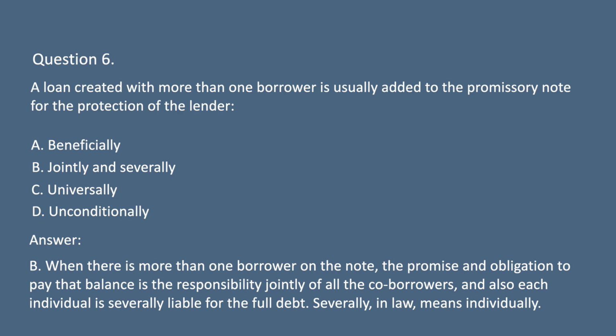When there is more than one borrower on the note, the promise and obligation to pay that balance is the responsibility jointly of all the co-borrowers, and also each individual is severally liable for the full debt. Severally, in law, means individually.